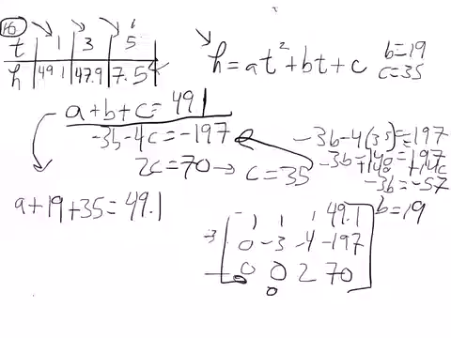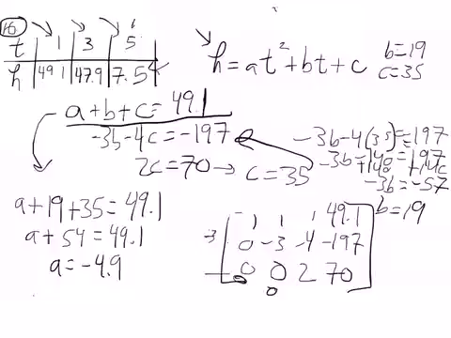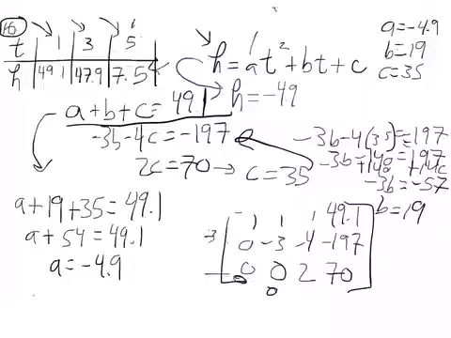So 19 plus 35 is 54. A plus 54 is 49.1. Subtract 54 from both sides, and it looks like a is negative 4.9. Great. So that means then that I know my A, B, and C, and it feels like I'm done, but I only have one more final thing to do, and that's to write the actual solution, which is the generalization of this. I know that H equals A. Well, I know A, it's negative 4.9 times T squared, plus B, I know B, 19 times T, plus C.